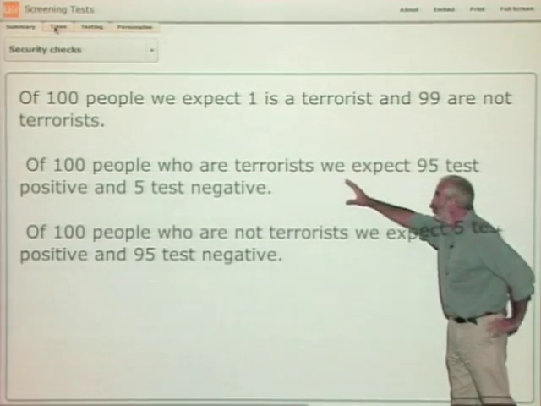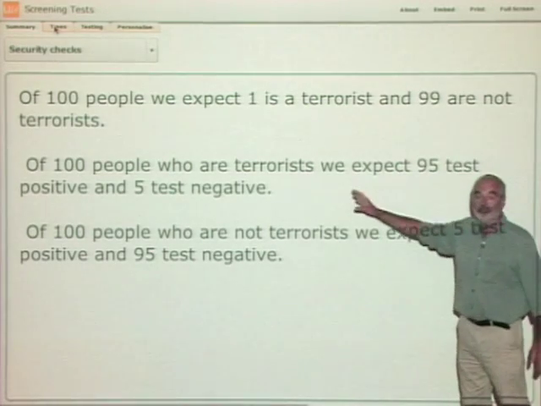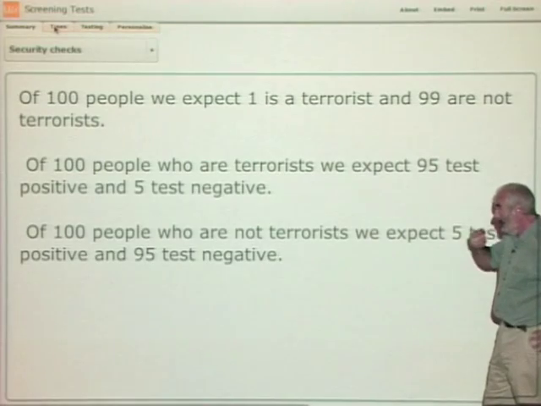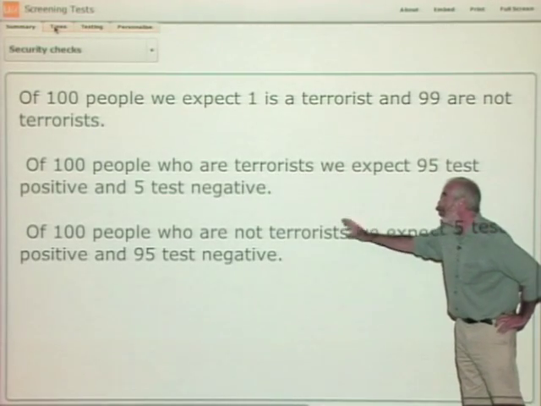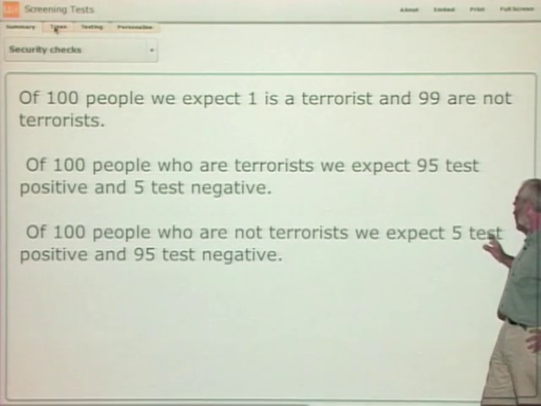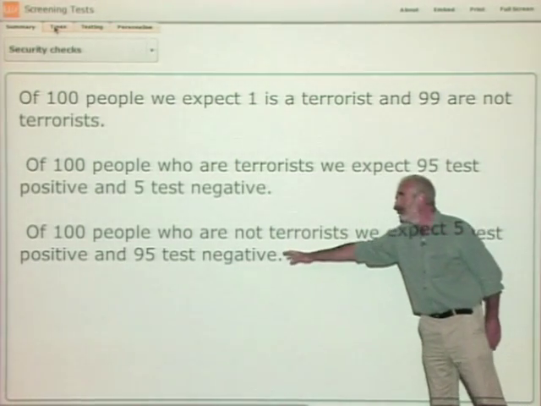Now, what do we mean by 95% accurate? We've got to be very precise about what we mean by this term. What we mean is that of 100 people who are terrorists, we expect 95 to test positive, for the machine to go ping. That's known as a 95% sensitivity of the screening system. We also assume that of 100 people who are not terrorists, we expect 5 to test positive and 95 to test correctly negative. That's known as a 95% specificity for the screening system.